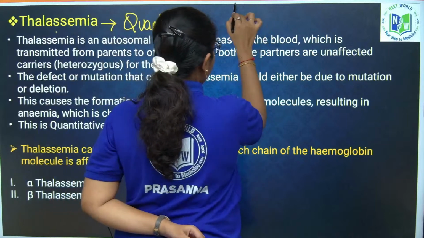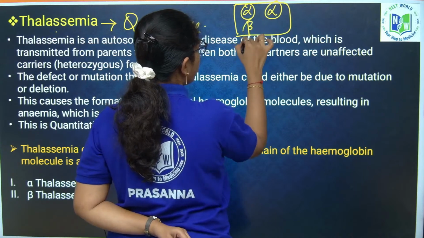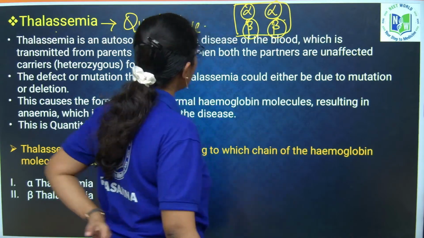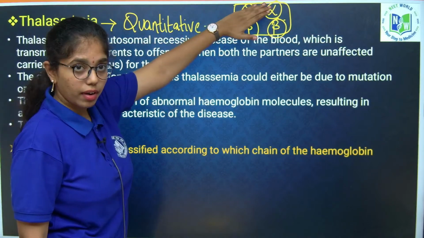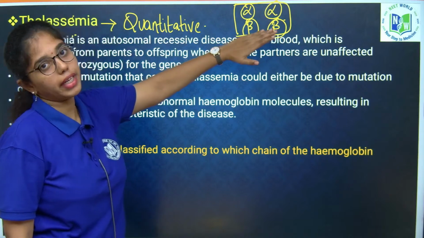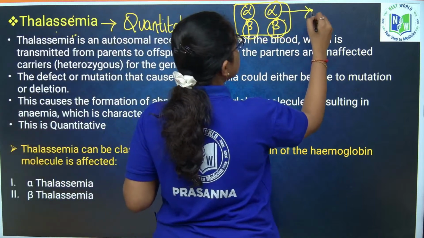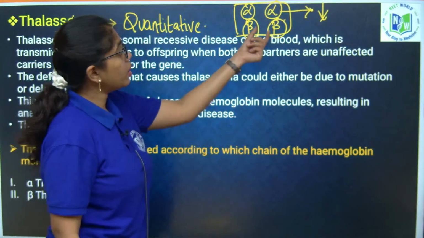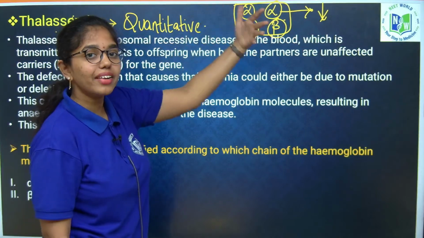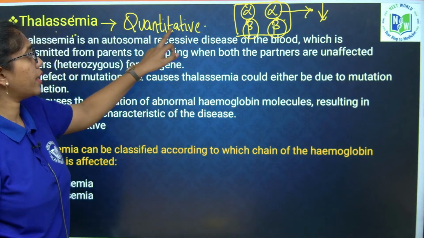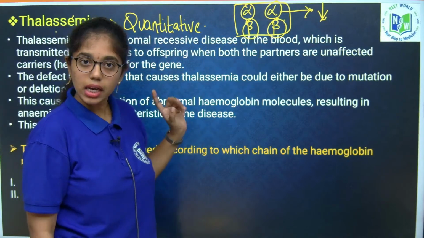Wherein we already learnt hemoglobin is a tetramer with 2 alpha globulin and 2 beta globulin subunits. Thalassemia is caused when there is more synthesis of alpha globulin and reduced synthesis of beta globulin, which is said to be beta thalassemia. And if there is reduced synthesis of alpha globulin, there will be more synthesis of beta globulin, and abnormality of hemoglobin will again result in the disorder. So this is quantitative. It is based on the number of production of alpha and beta subunits.